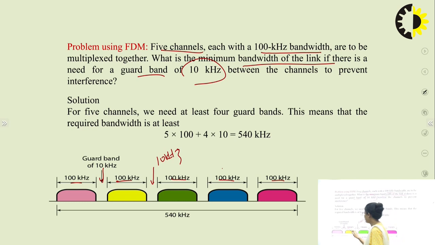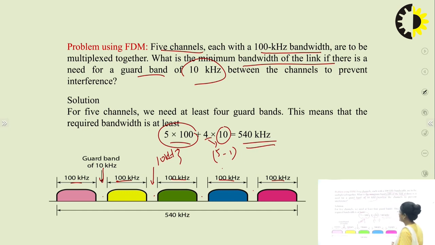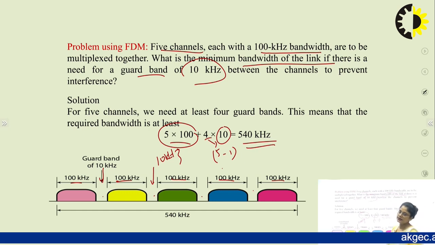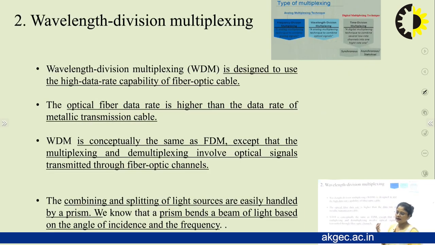Since we have five channels, each of 100 kilohertz, the total bandwidth will be 500, of course. And we have guard bands: four guard bands need to be placed because we have five channels, so four is equal to five minus one, and each guard band is of size 10. So the total bandwidth required to ensure that the data communication happens is 540 kilohertz. That was just a problem based on FDM.